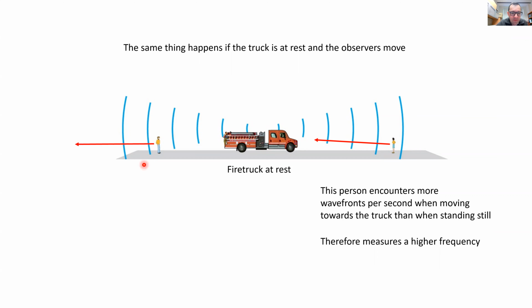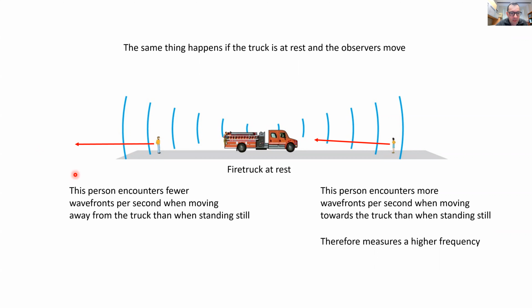And now, similarly, if this guy moves away from the truck, that person will encounter fewer wave fronts per second than when standing still. Because when the observer encounters this one, the observer then moves to the left a little bit before the next one catches up. So fewer wave fronts per second. And so that observer, when moving away from the fire truck, will measure a lower frequency than the siren's frequency.